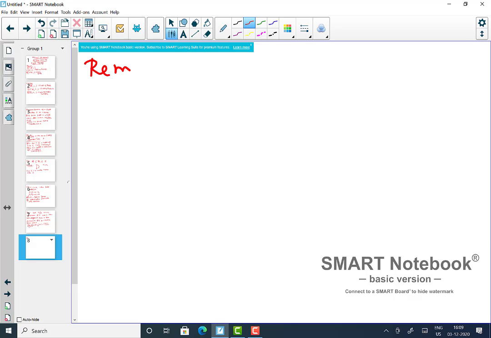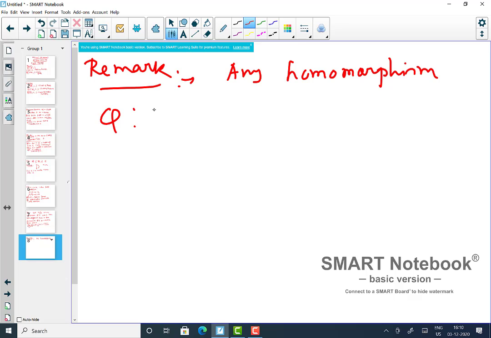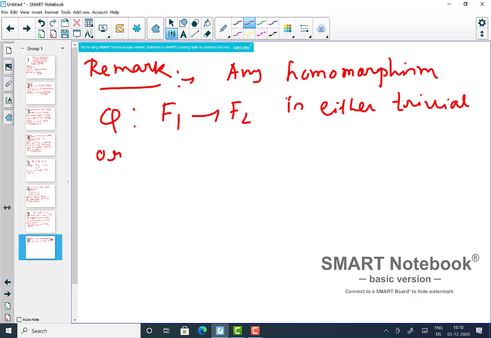You see that any homomorphism phi from a field F1 to F2 is either trivial, trivial meaning everything is mapped to 0, or injective. What does that mean? We recall that a ring homomorphism is injective if and only if the kernel is 0. So what I'm saying is that the kernel is either the full thing or the zero thing. So that is obvious, right?